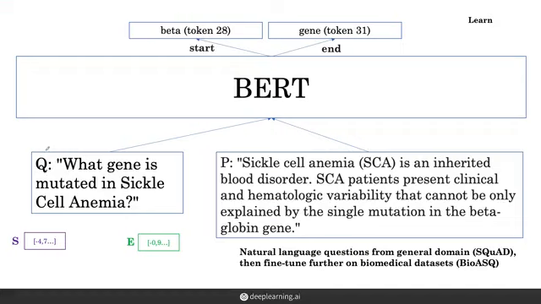The model learns the vectors S and E and updates its word representations based on being shown many of these question, passage, and answer triplets. Typically, the model is first shown natural question and answers in English in the general domain using datasets like SQuAD, and then fine-tuned on medical datasets like BioASQ.